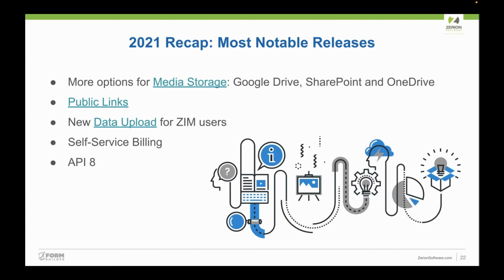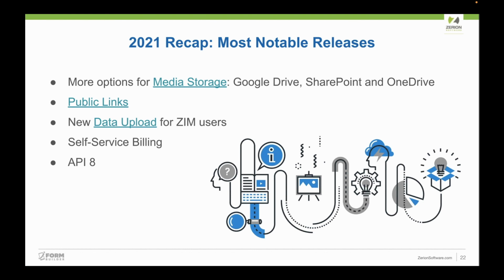Okay, so just to recap 2021, some of the things that we got done. One of the big requests in the community was more options for storing your media. Up until last year, it was Box, Dropbox, and private media. So we added Google Drive, SharePoint, and OneDrive. If you want to use those and you're not, that is available for you to start using.